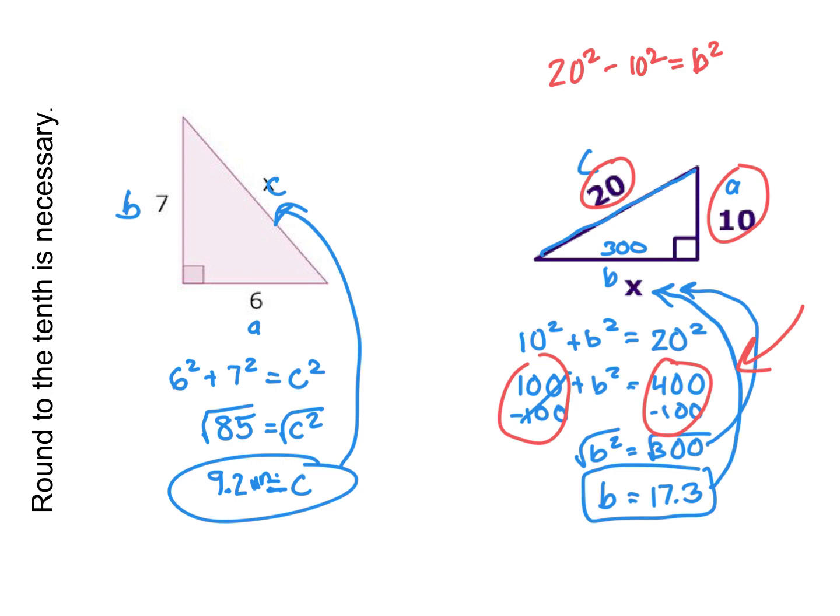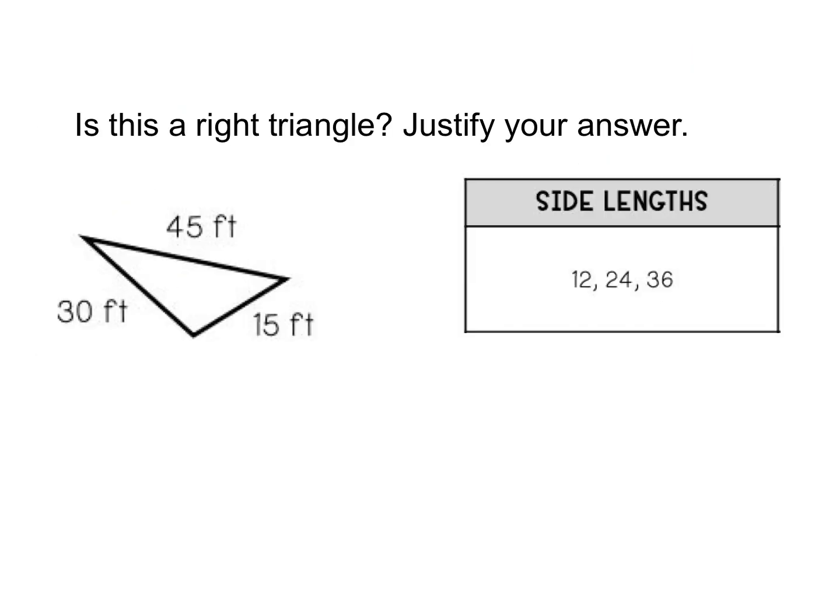So that's the first type of problem that's going to be on your test. You're going to have 4 problems where you're trying to find either A, B, or C. The next type of problem is going to be asking you, is this possibly a right triangle?